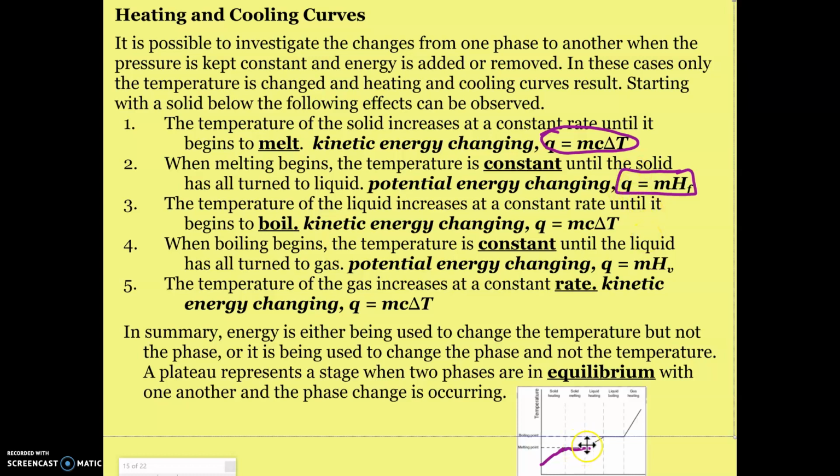Then once we've melted everything, it's going to start increasing in temperature again, so we get a new Q equals mc delta T. Kinetic energy is going to change because you're not breaking bonds. You got to choose the correct C once again, and it's dependent on what the liquid is.